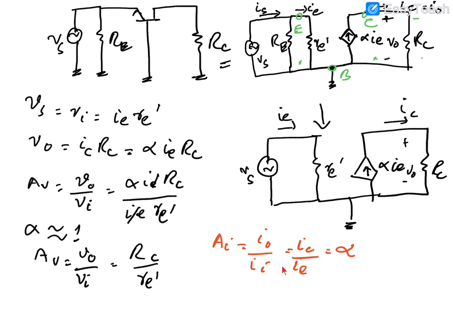Similarly, the current gain will be equal to output current divided by input current. Output current on this side divided by input current on this side. Here the output current is equal to IC, so we have put the value of IC, and the input current Ii is basically equal to the emitter current IE. So IC over IE is basically equal to alpha. So for the common base amplifier, the voltage gain is always greater than 1, but the value of current gain is equal to 1 or less than 1.